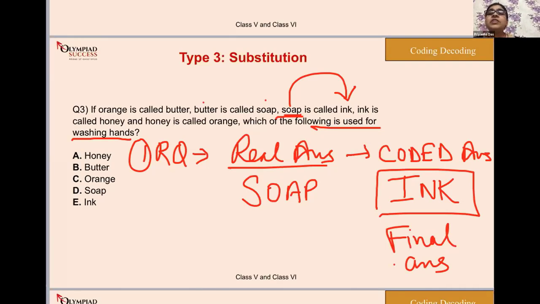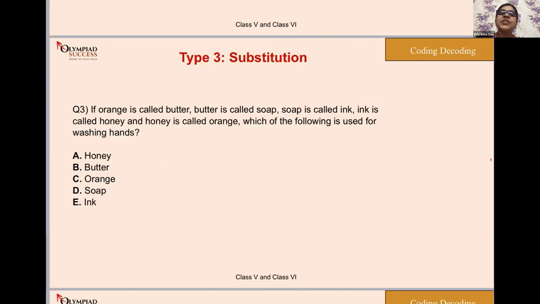Yes, Nityan, soap is not called butter. Butter is called soap. Correct. If I say, what do you eat with jam? You eat butter. That is the real answer, but it is written as something else. Suppose I call you N, Nityan. If I call you N, that means your name is now N only. So if I say this boy is really good, they understand it with the help of your new name. So we will always have the new name as our final answer. Got it, everyone? Okay, let's proceed to the next question then.